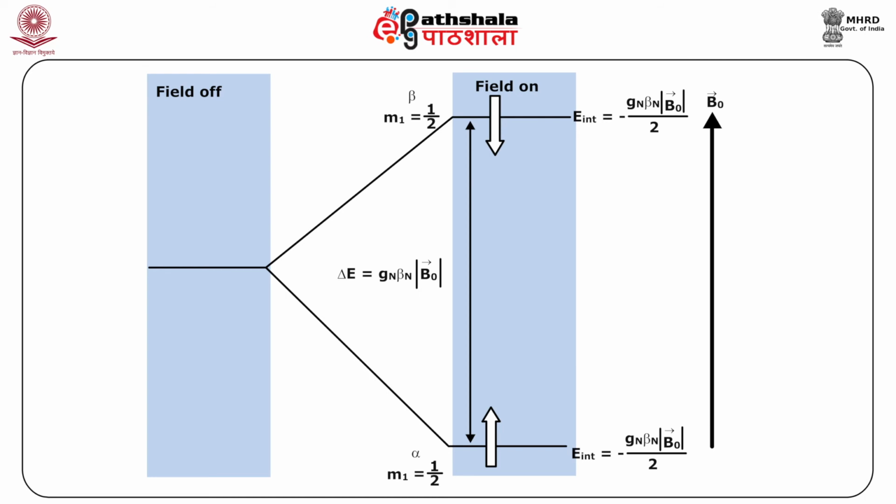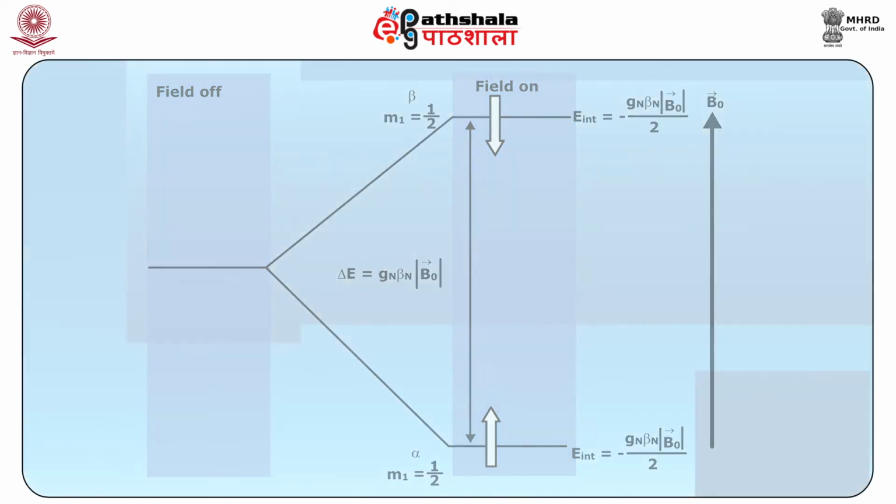So, it is at lower energy. The Mi equal to half value is called alpha spin, minus half is called beta spin, and the separation in energy is given by Gn beta n into B naught. And this is shown in the figure: nucleus spin energy levels of a spin half nucleus in a magnetic field.